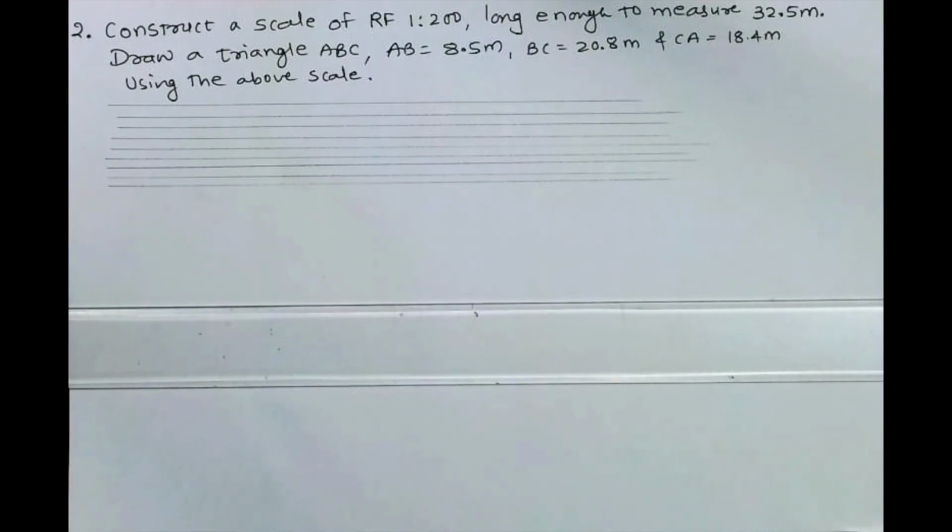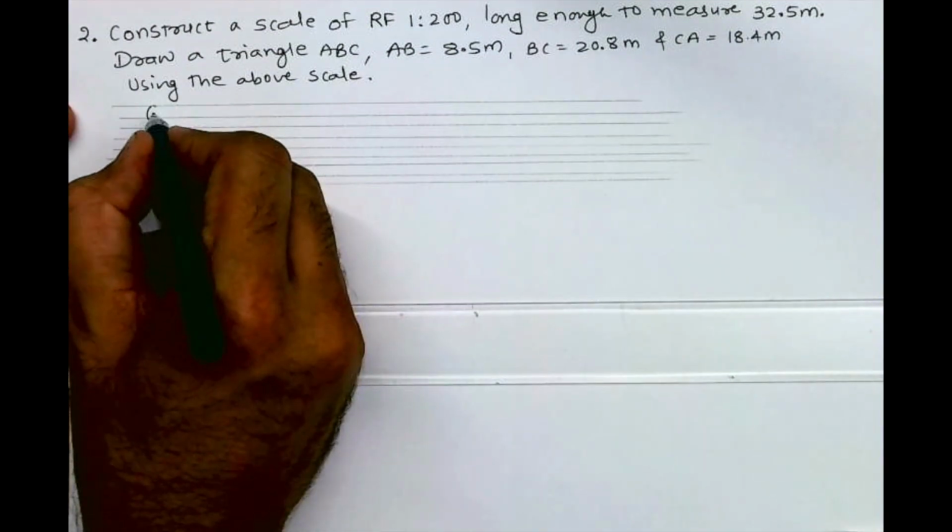Welcome to Technical Drawing. Today we'll see how to construct a scale of RF 1/200 long enough to measure 32.5 meters. Draw a triangle ABC, AB 8.5 meter, BC 20.8 meter and CA 18.4 meter using the above scale.